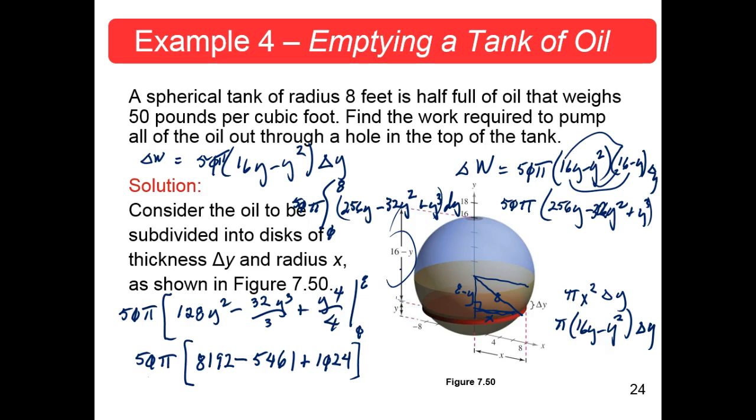So that would be 9,216 minus 5,461. You get some big old hairy numbers here. 3,754 times 50 pi, so multiply that by 50.